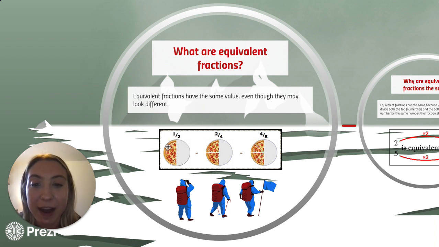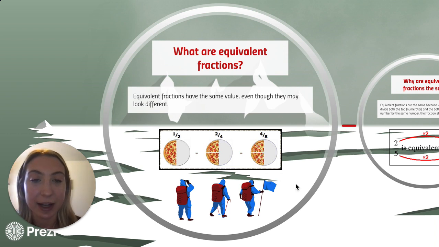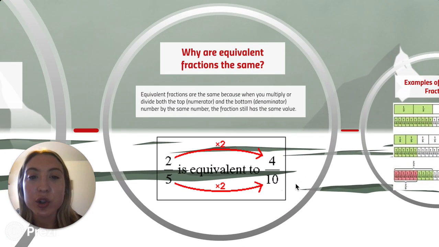So here we have a half is shaded, and it's the same as 2/4 and 4/8. It's the same amount, but they have different numerators and they have different denominators. So why are equivalent fractions the same? Well, they're the same because when you multiply or divide the top number and the bottom number, the numerator and denominator, they have the same value.